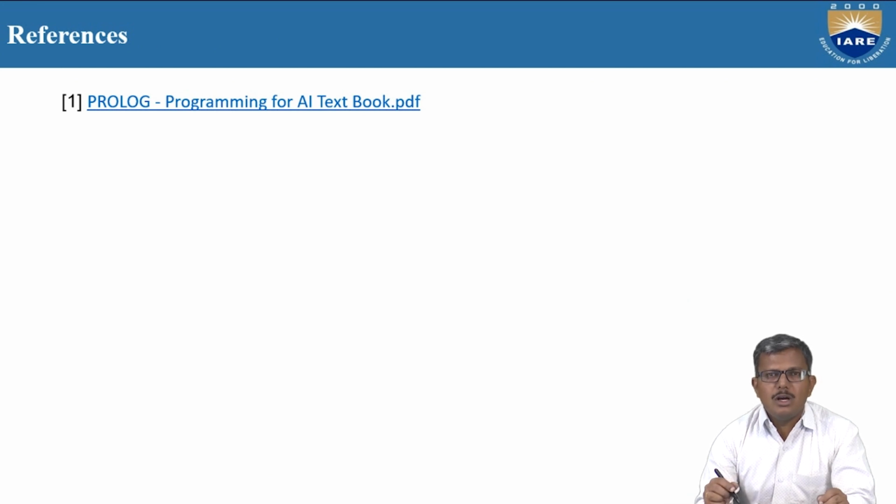I hope you understood how the depth first search and breadth first search techniques are implemented while solving AI problems. We are going to see more examples of how these various uninformed techniques and informed techniques are used in order to solve AI problems in the coming sessions. This is the textbook I have used in order to prepare this particular content.